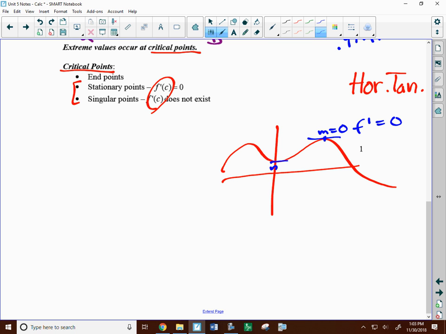Same here, there's a local minimum right there. I could keep going with some others. Or maybe it was a global max. Basically, take the derivative and set it equal to 0. That's a stationary point. You could say that's a horizontal tangent. Another one is singular points, when the derivative does not exist. Now, these are not guaranteed. These are possible locations for max and min. Let me show you very quickly why.